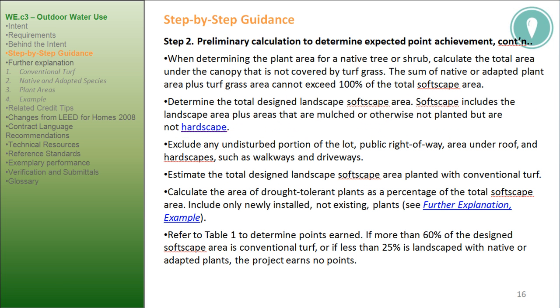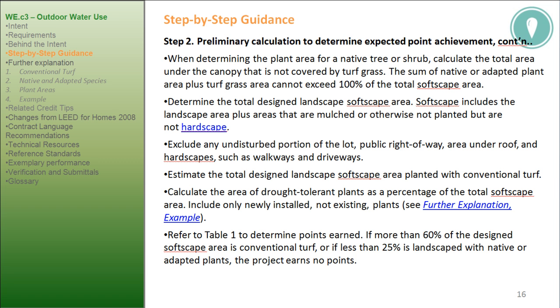When determining the plant area for a native tree or shrub, calculate the total area under the canopy that is not covered by turf grass. The sum of native or adapted plant area plus turf grass area cannot exceed 100% of the total softscape area. Determine the total design landscape softscape area. Softscape includes the landscape area plus areas that are mulched or otherwise not planted but are not hardscape. Exclude any undisturbed portion of the lot, public right-of-way, area under roof, and hardscapes, such as walkways and driveways.